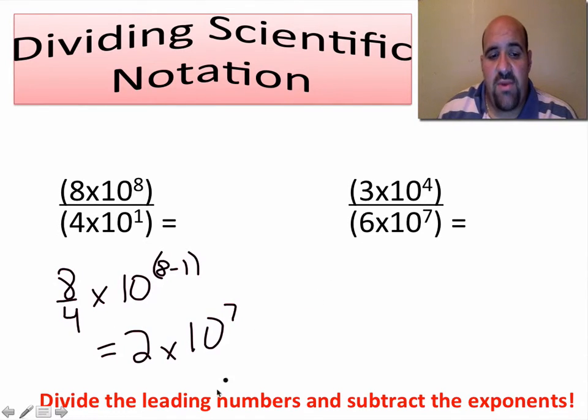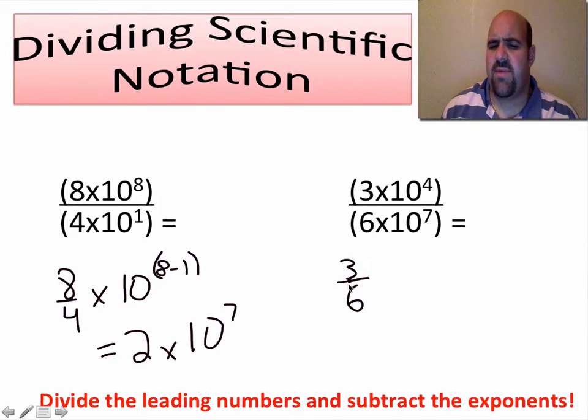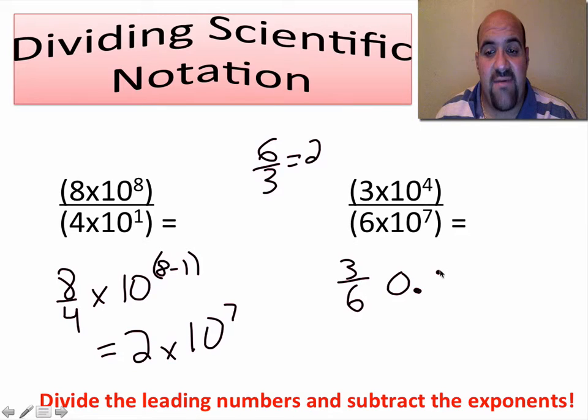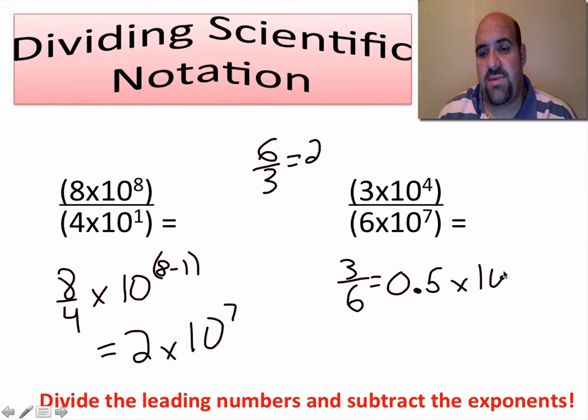This problem over here, we do the same thing. We divide the leading numbers, 3 divided by 6. And I put this problem in purposefully because a lot of students tell me that the answer to this is 2. 3 divided by 6 is not 2. 6 divided by 3 equals 2. 3 over 6 actually equals 0.5. That's 1/2. So 3 over 6 is 0.5 times 10 to the what power?